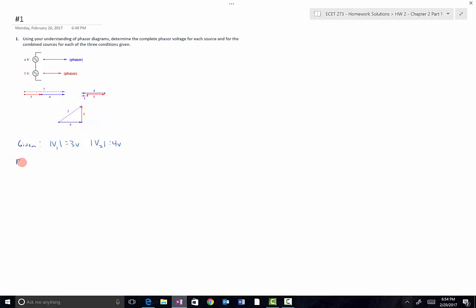What are we asked to find? Well, if we're going to write out what the voltages are, we need to know what the phase of V1 is. Similarly, we need to know the phase of V2. And then we don't know the magnitude or the angle of the total voltage, so we need to know the magnitude of V total and the phase of V total. So 4 quantities to determine there.